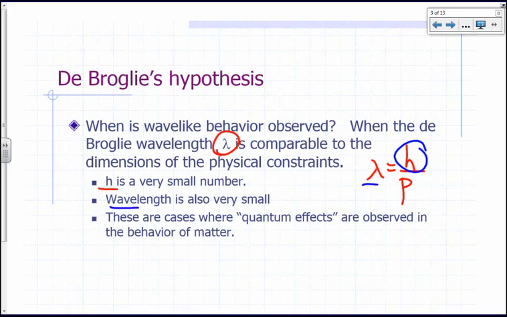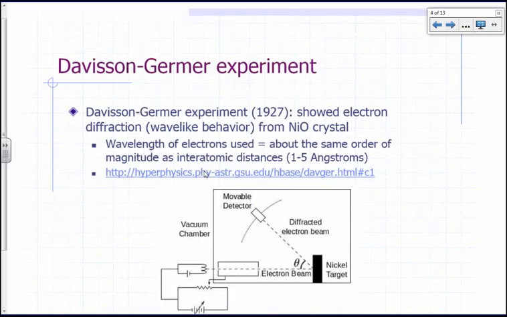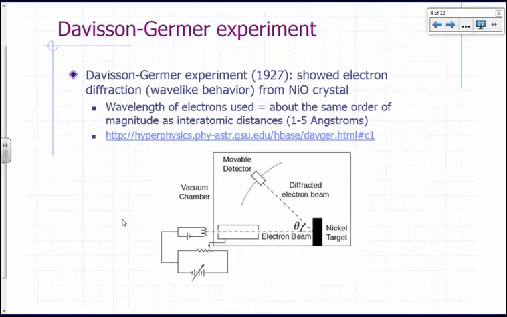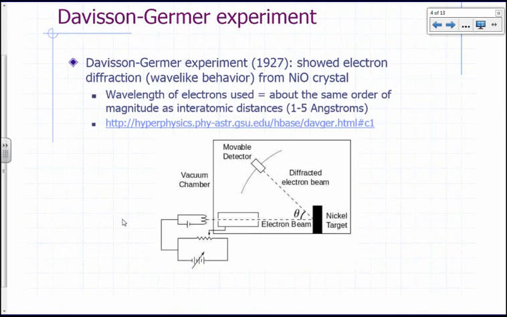Now quantum effects, wave-like behavior, will be observed for your particle when this wavelength is comparable to the dimensions of the constraints. Like if you were to pass it through a slit, the width of the slit must be comparable to lambda for you to be able to see a significant interference pattern, wave-like behavior.